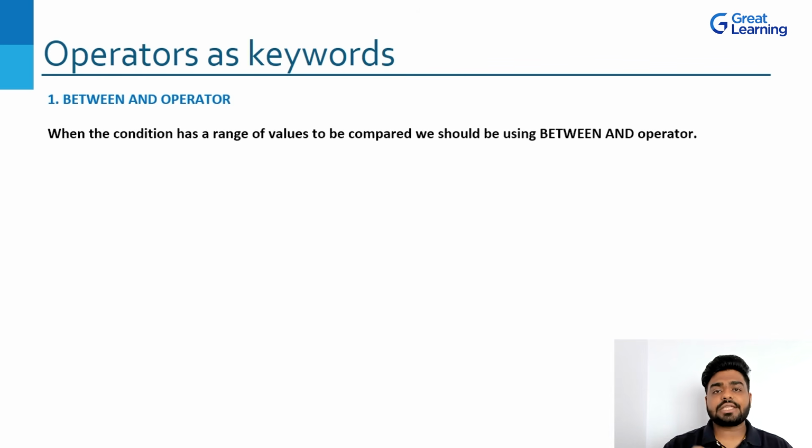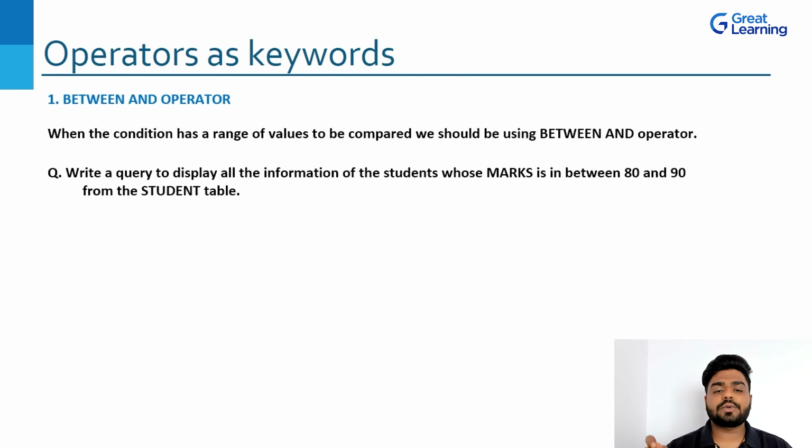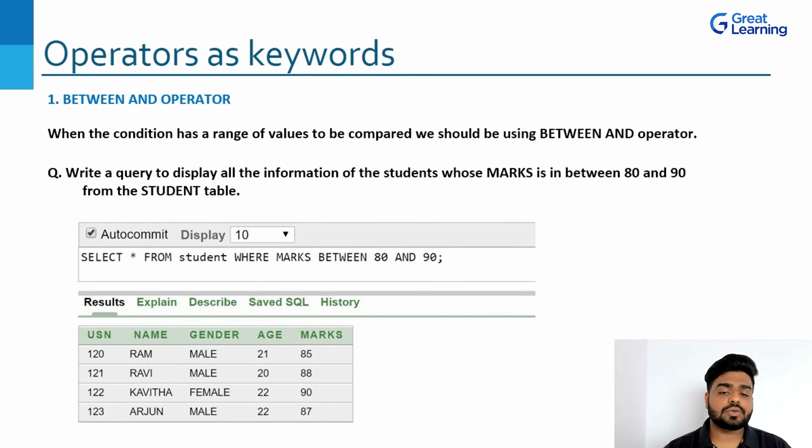When the condition has a range of values to be compared, we should be using the between and operator. Write a query to display all the information of the students whose marks is in between 80 and 90 from the student table. For all the students whose marks is in between 80 and 90, we need to use between and. So select star from student where marks between 80 and 90. All the student details who have got the marks between 80 and 90 are getting displayed, right?